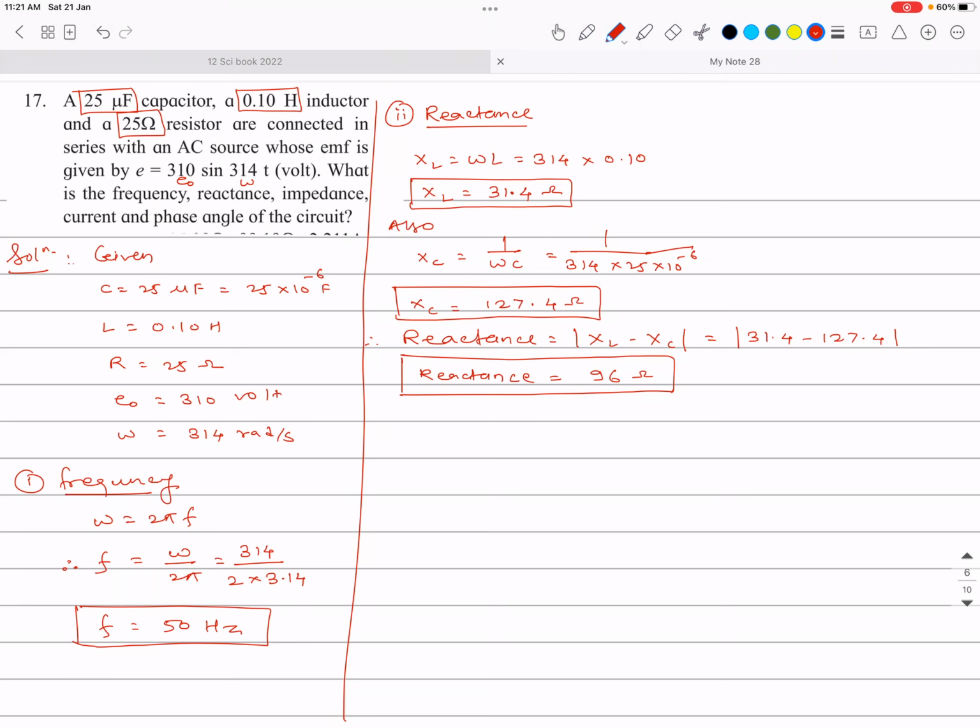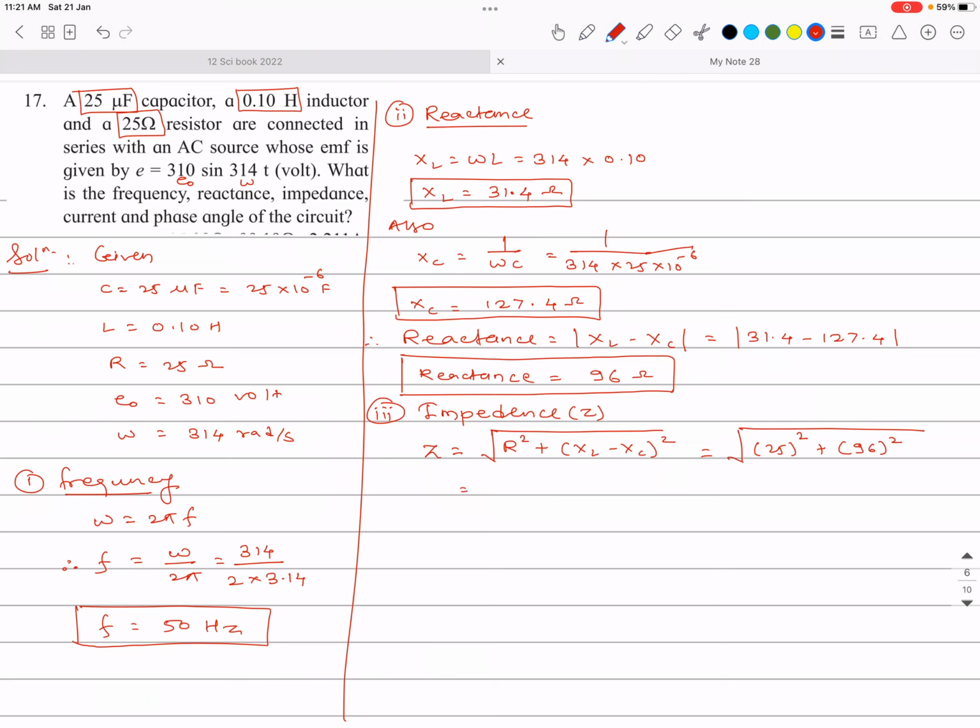So after reactance, the next part we have to find out impedance. So third part is the impedance. Impedance we can represent by Z. So impedance is given by formula under root, it's an LCR circuit, so R square plus XL minus XC bracket square. Now here we substitute the values. So R is 25, so 25 square. XL minus XC, we already found it's a reactance, so 96. So directly I substitute 96 square.